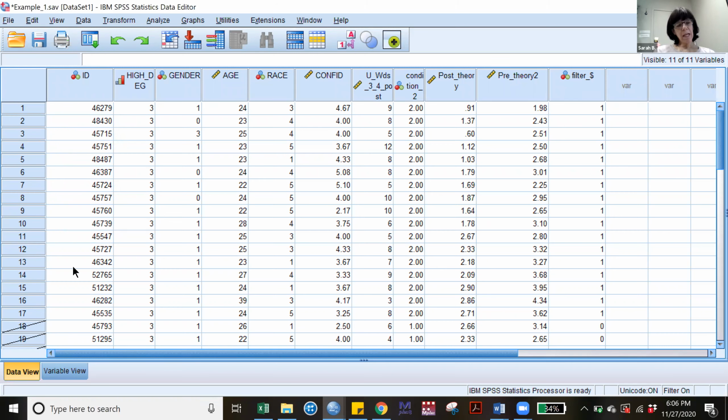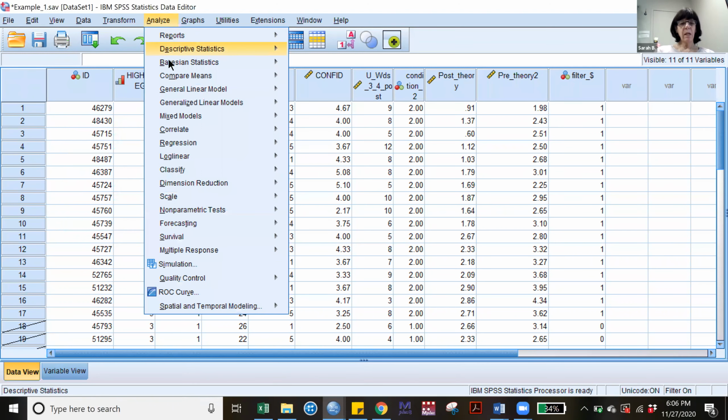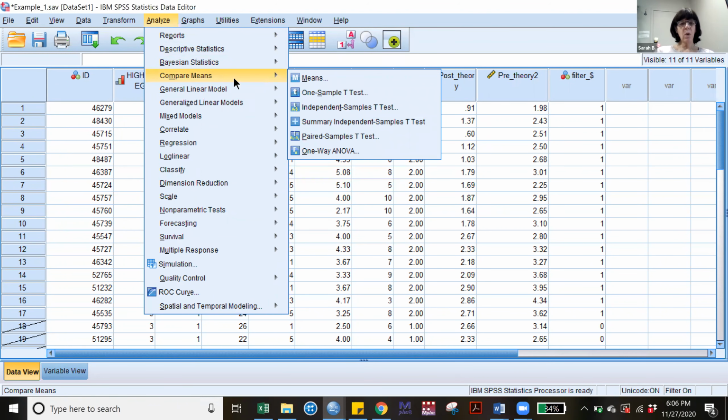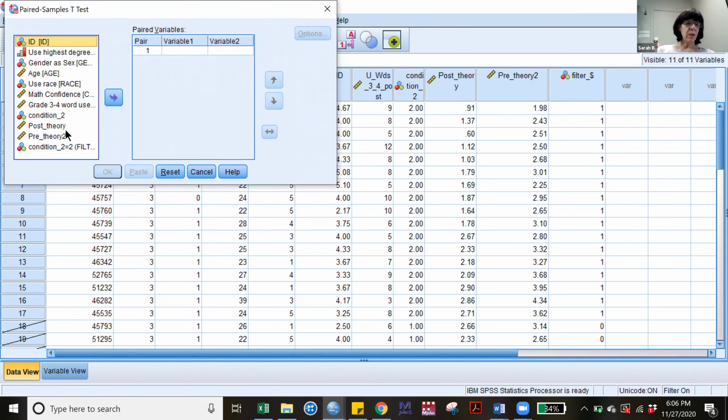So now we're going to take the ones that we're using in analyses, and we're going to run a dependent samples t-test or a paired samples t-test. They're called paired samples t-tests in SPSS. Either name is fine. And so what we're interested in here is comparing post-theory to pre-theory. And I'm putting them in that order because order matters with a one-tailed hypothesis.